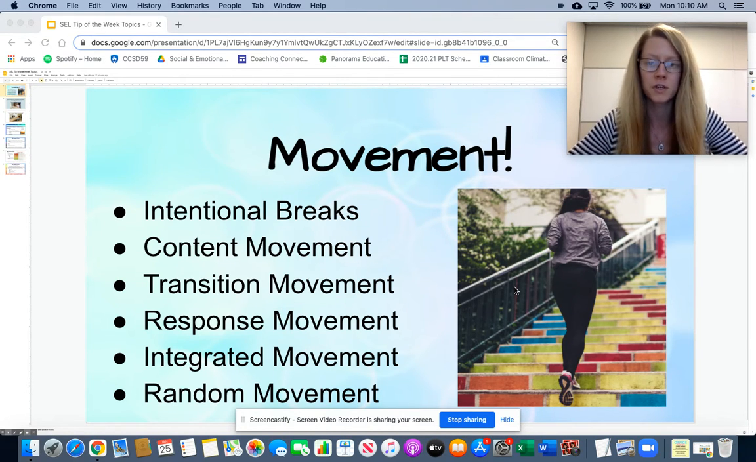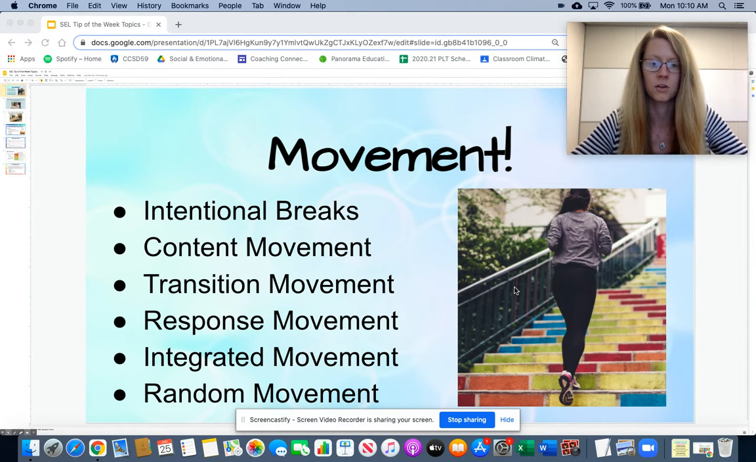So the first one is one that you're probably already doing. These are those intentional breaks during the day. These are those brain breaks, your GoNoodles, your scheduled time that you have. You can always add a few more of these during the day, but in smaller chunks, like 1 to 5 minutes throughout your day.